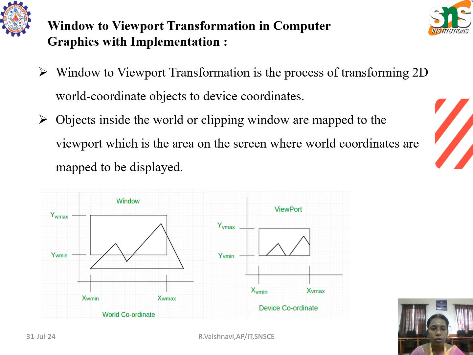And then window to viewport transformation in computer graphics with implementation. Window to viewport transformation is the process of transforming 2D world coordinate objects to device coordinates. Objects inside the world or clipping window are mapped to the viewport, which is the area on the screen where the world coordinates are mapped to the display. Here we have the diagrammatic representation: window and viewport, that is world coordinate and device coordinate.